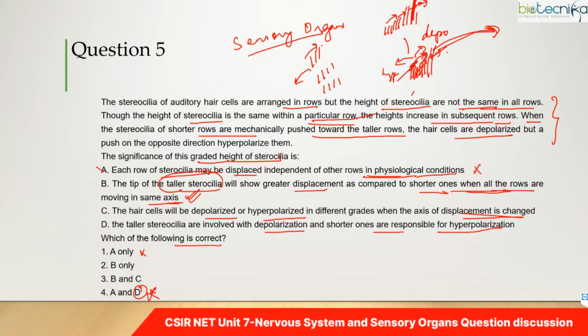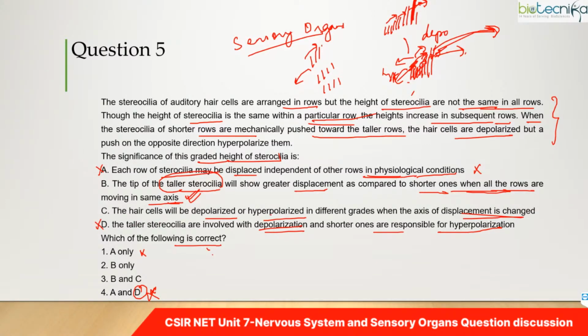And A and D are incorrect, because we already saw the tallest stereocilia are involved with depolarization. It is not that this tall one will depolarize and the short one will hyperpolarize. So already we understood why A and D are incorrect. Now let's see the C one.